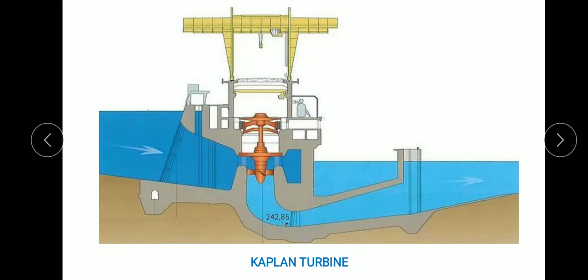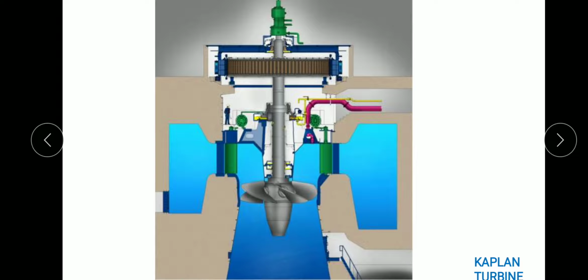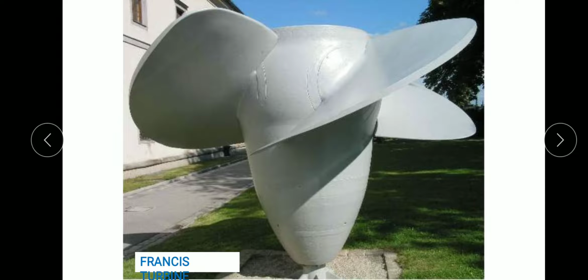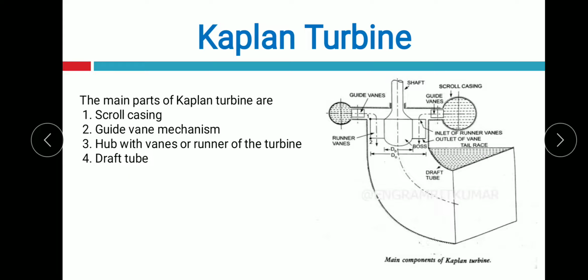Actually, these are the diagrams for Kaplan turbine. Kaplan turbine comes under axial flow. This is not Francis, that is Kaplan turbine. By mistake they have written Francis. This is wrong, that is Kaplan. So these are the main parts of Kaplan turbine. There are four main parts in Kaplan turbine: one is the scroll casing, second is the guide vane mechanism, third is the hub with vanes or runner of the turbine, and the fourth one is the draft tube.